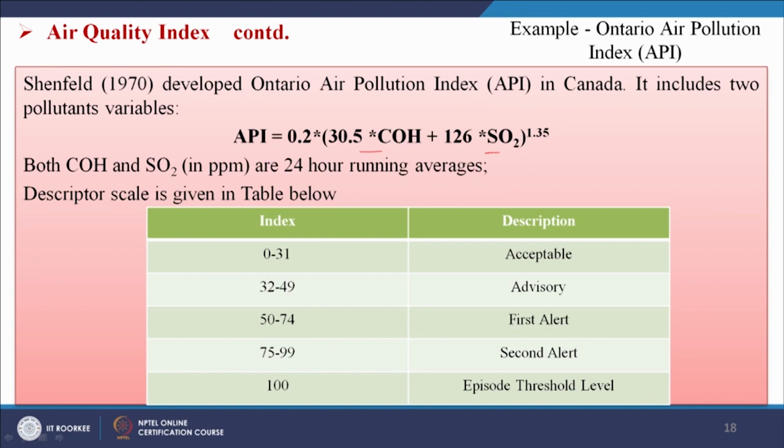So, that way API was proposed, and both COH and SO2 are 24-hour running averages, and the values of the index were determined as 0 to 31, that is acceptable, 32 to 49 advisory, 50 to 74 first alert, 75 to 99 second alert, and 100 episode threshold level. So, that way one method was implemented.